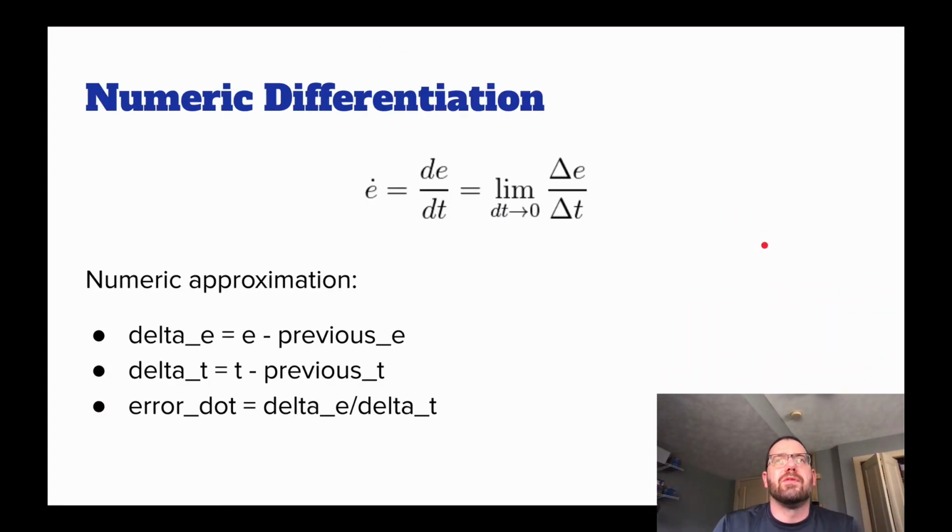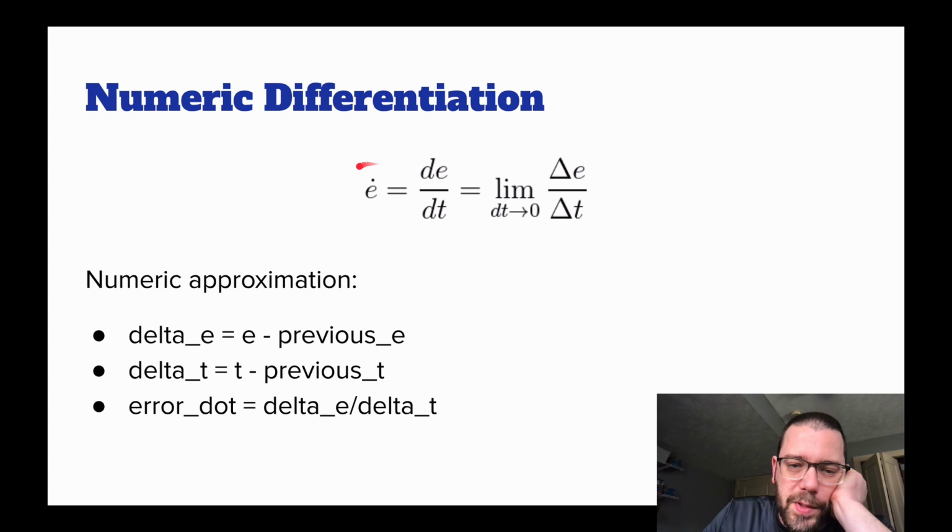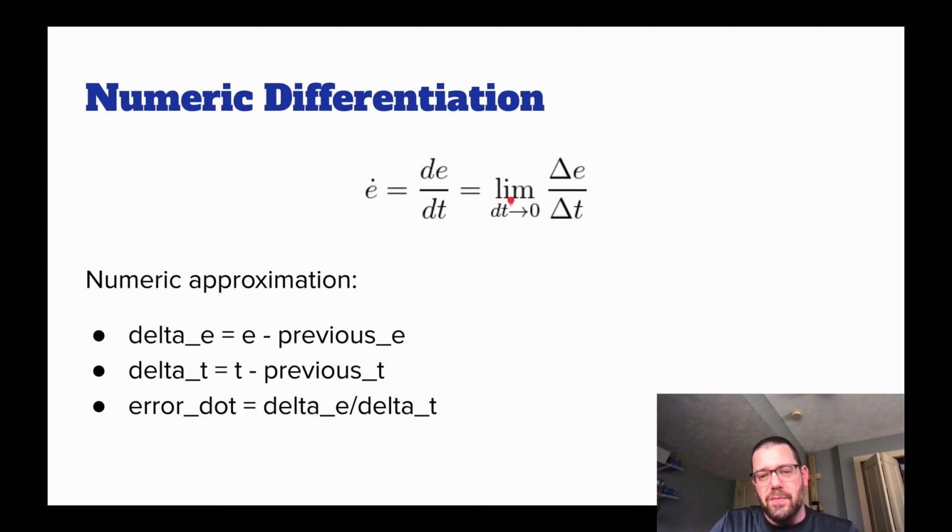Now, depending on how much you love calculus and how much you thought about numeric differentiation, this might be a little weird. But remember, when we talk about the derivative, we're talking about the derivative of error with respect to time, sometimes called E dot, but dE/dt in your calculus notation. And you may remember from calculus 1 that this derivative is the limit of change in error divided by change in time, as capital delta T goes to 0, of delta E divided by delta T.